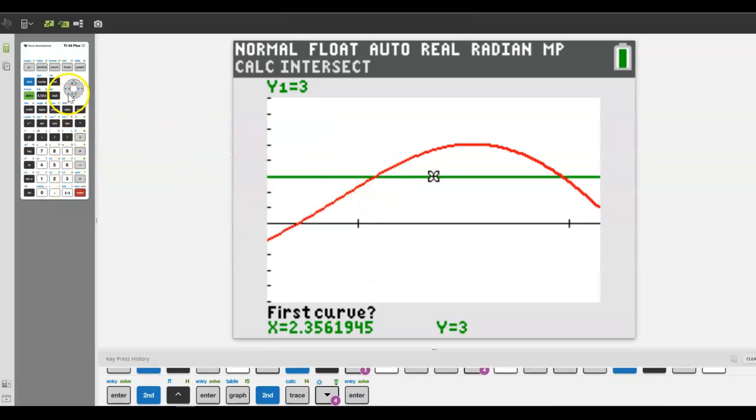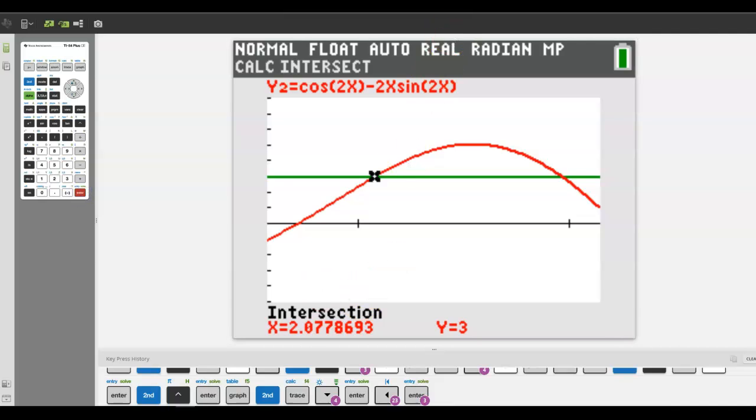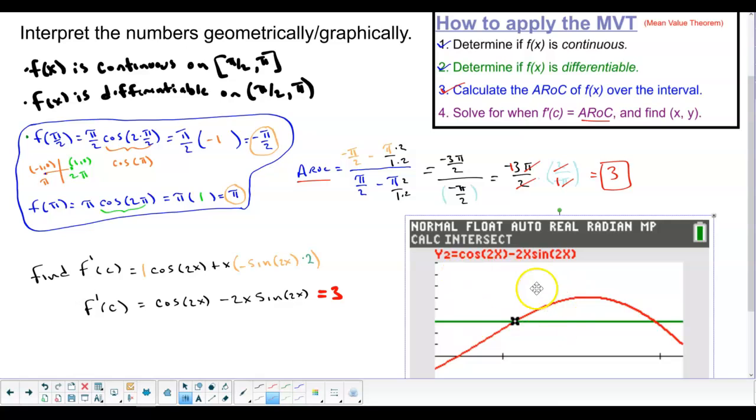So we're going to go to second calc, find the intersection point. And then we got to scroll over roughly to the first intersection point. First curve, hit enter. Second curve, we're already on the red one, hit enter, take a guess. There's my first answer. I'll scoot that over here and come back. Then I have to find the other answer.